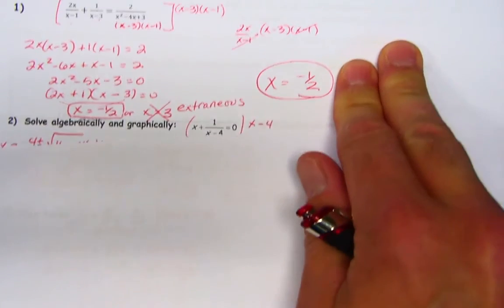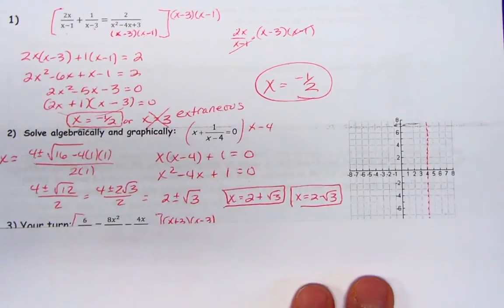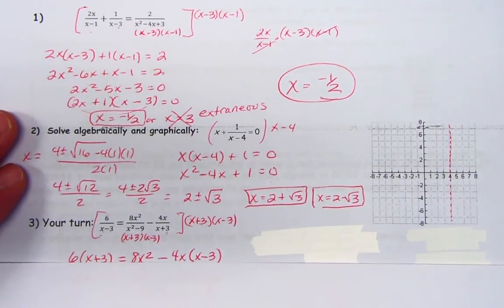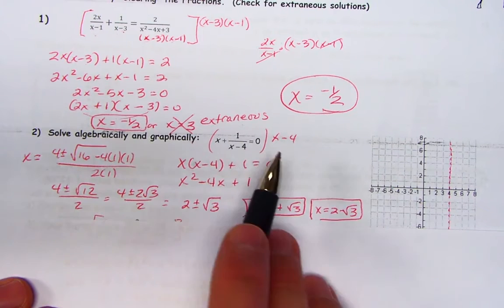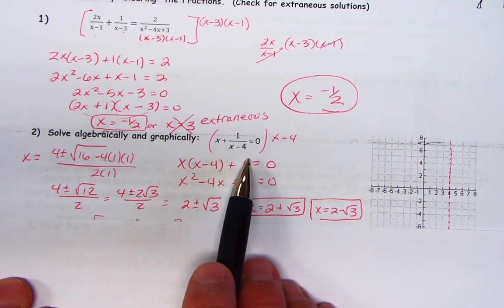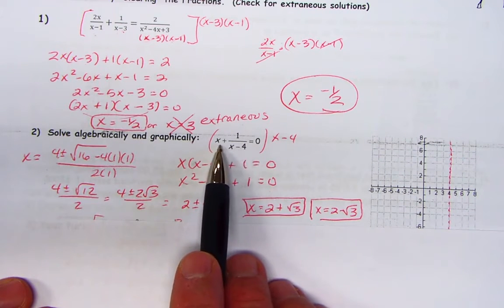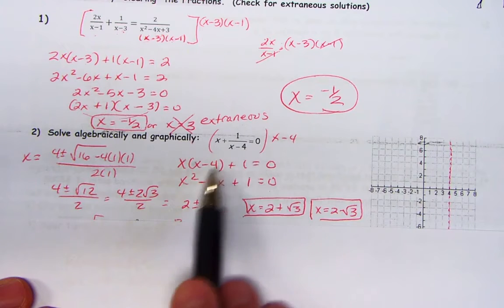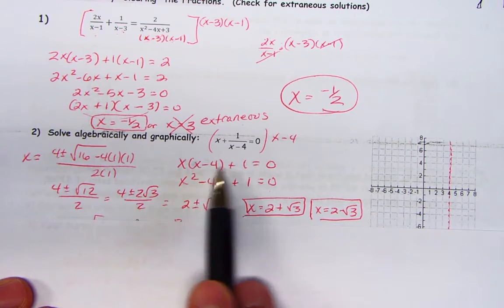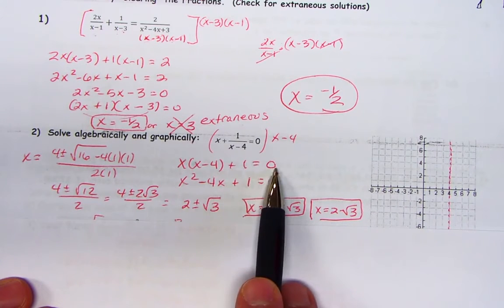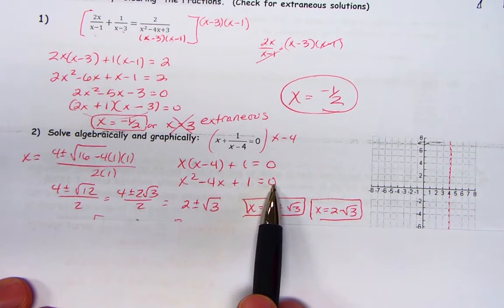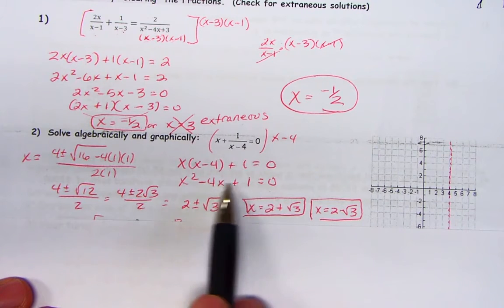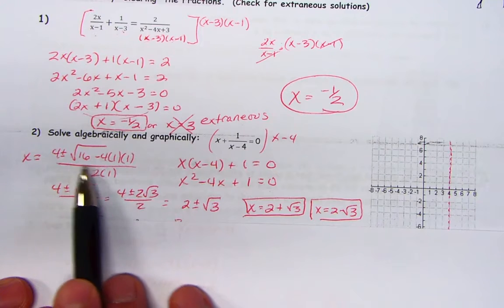The next problem is number 2. I want you to solve it both algebraically and graphically. So on this problem, we will multiply both sides by x minus 4 to get rid of this denominator, and you get x times x minus 4 plus 1 equals 0. Distribute, and you get x squared minus 4x plus 1 equals 0. That does not factor, so we go to the quadratic formula.